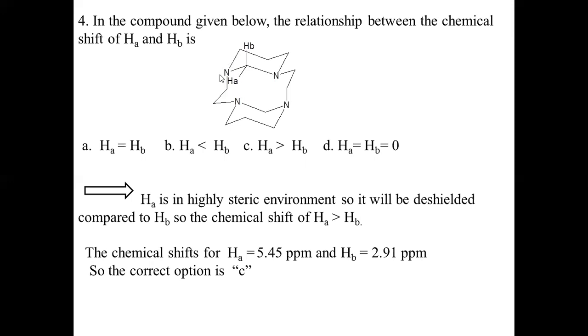The reason is, this HA is very near to the bridgehead nitrogen. Whenever you have the hydrogen in a strained region, then that will be de-shielded. De-shielded means that will have a higher delta value. So compared to HB, HA will be de-shielded, so HA value will be greater than HB. And if you see, HA is around 5.45 and HB is around 2.91. So what will be your answer? HA is greater than HB. So your correct option is option C.